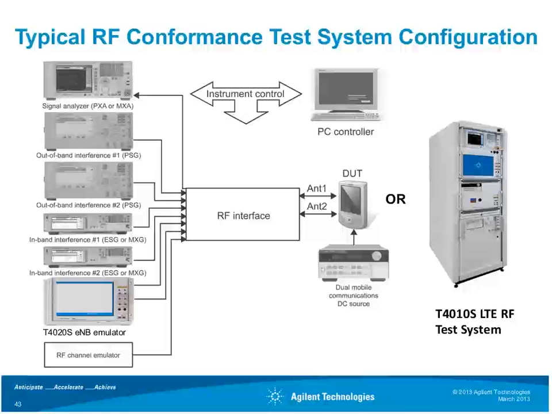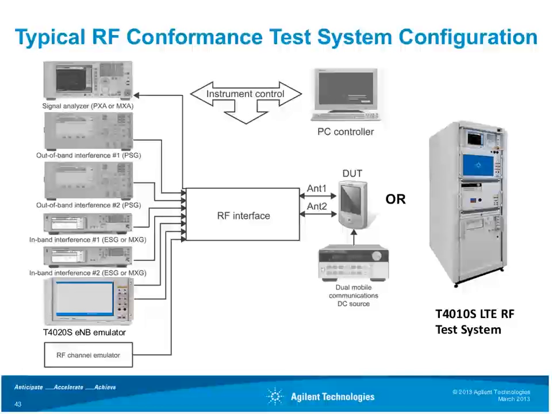The configuration of an RF conformance test system, here's a typical one, depends on the complexity of the test. Some tests can be performed with just a base station emulator, or sometimes it's called a one-box tester or system simulator. And other tests require additional equipment, including an additional base station emulator if you're going to do handover testing, or you need interference sources for blocking tests, or you need a spectrum analyzer for looking at the spurious emissions. You also need an RF interface module which provides essential connectivity between the test equipment and the UE under test.